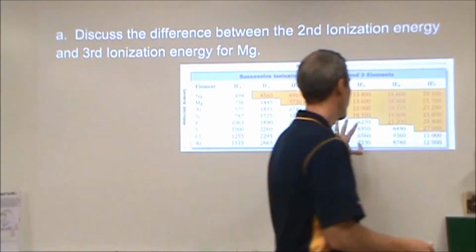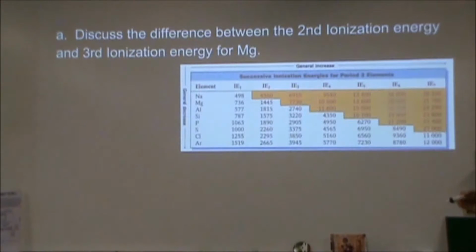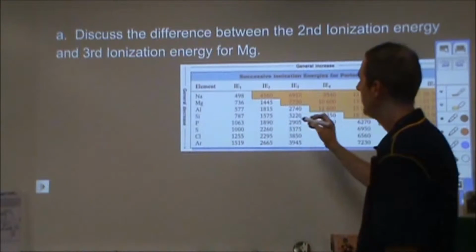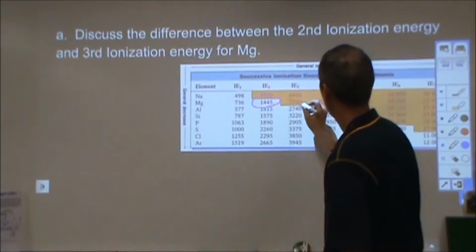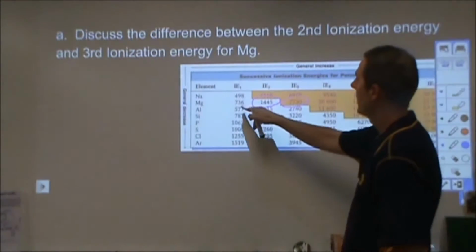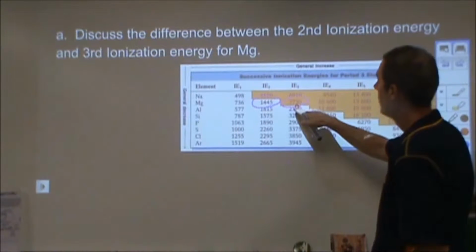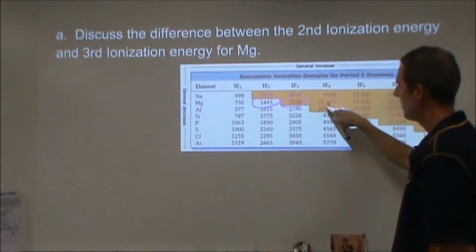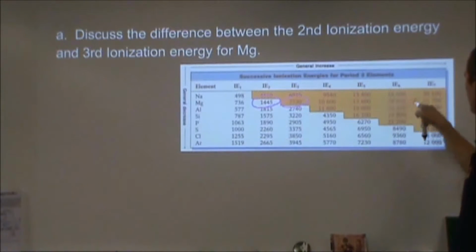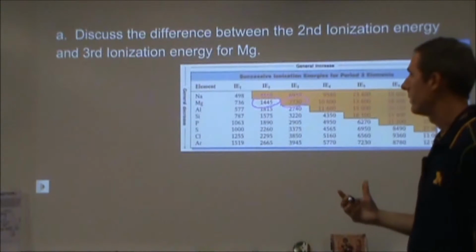In that problem you will find a chart of data, and the first question says discuss the difference between the second ionization energy and third for magnesium. So for magnesium, our second is 1,445 and our third is 7,730. Looking through, our ionization energy starts pretty low, 700, and it doubles. Then all of a sudden it goes up 5 times as much. Then it goes up by maybe half as much, and a third of what it was, and so on. So between these two there's a tremendous jump all of a sudden.